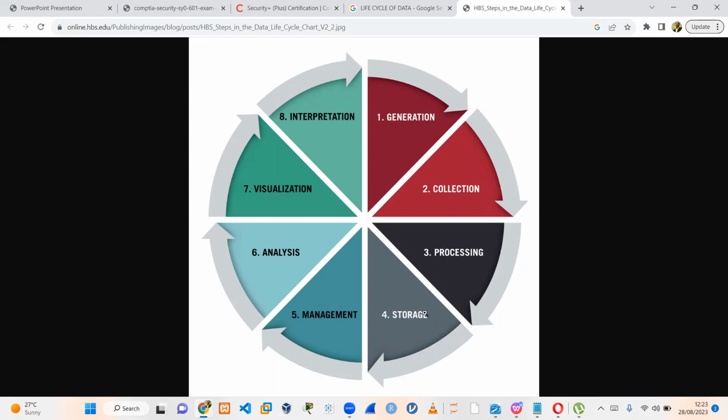You process the data. You store the data. You manage the data. You even analyze it. That's where data analysis comes in. You visualize it, you interpret it. This is the life cycle of data.